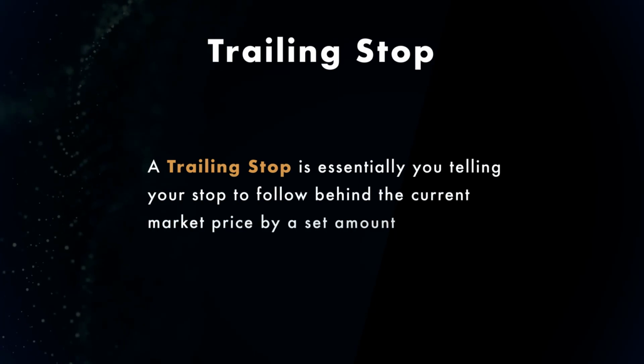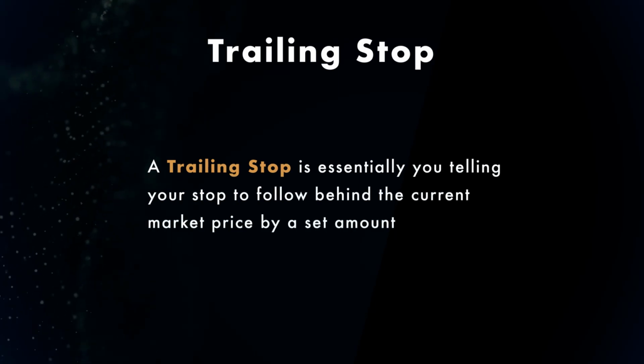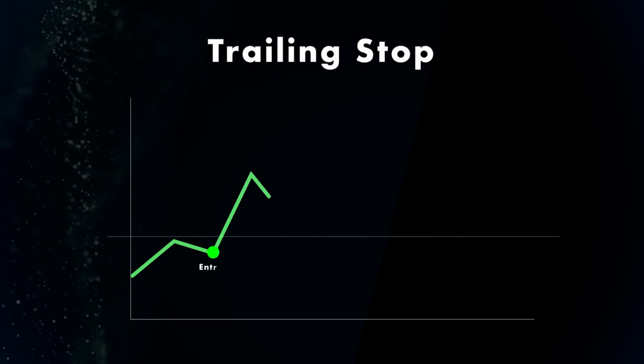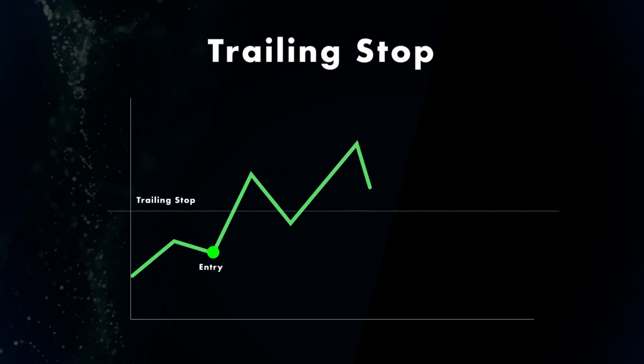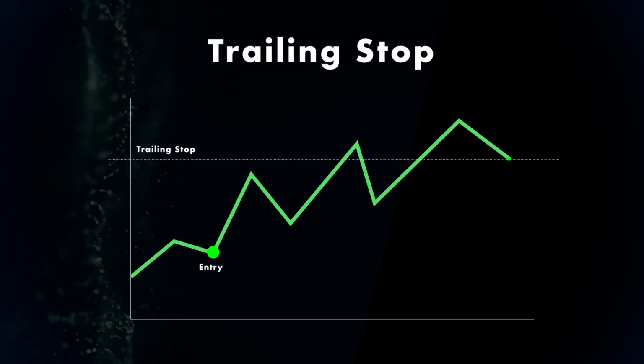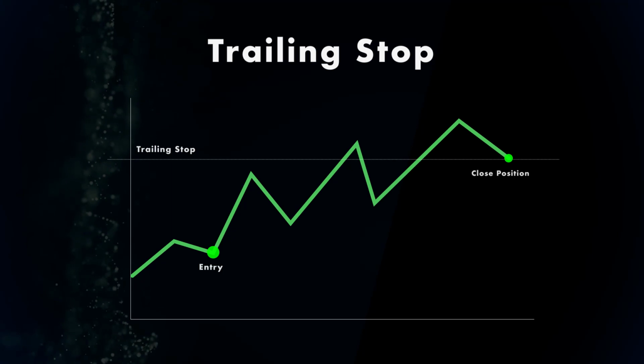Essentially, you tell your stop to follow behind the current market price by a set amount. In a long position, if the price continues to rise, so does the stop. But if the price drops, the trailing stop stays right where it is, and if triggered by the price drop, the position will automatically be closed in profit for you.